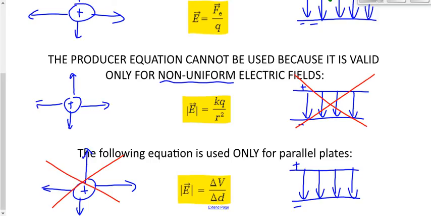Now, delta D stands specifically for the distance between the plates. It's not how far apart a charge is from the top plate or how far it is from the bottom plate. It's not how far a charge has moved. It is always the distance between the plates. This distance right here.